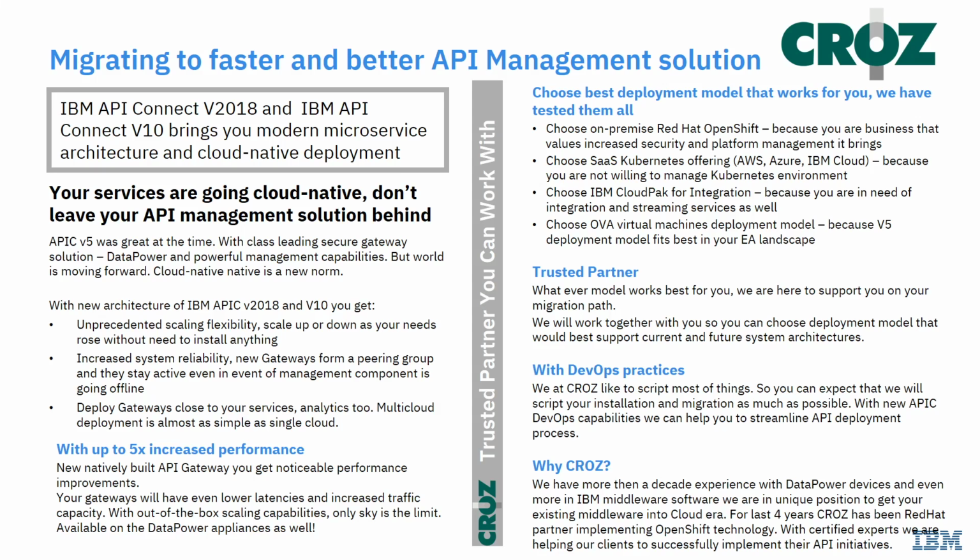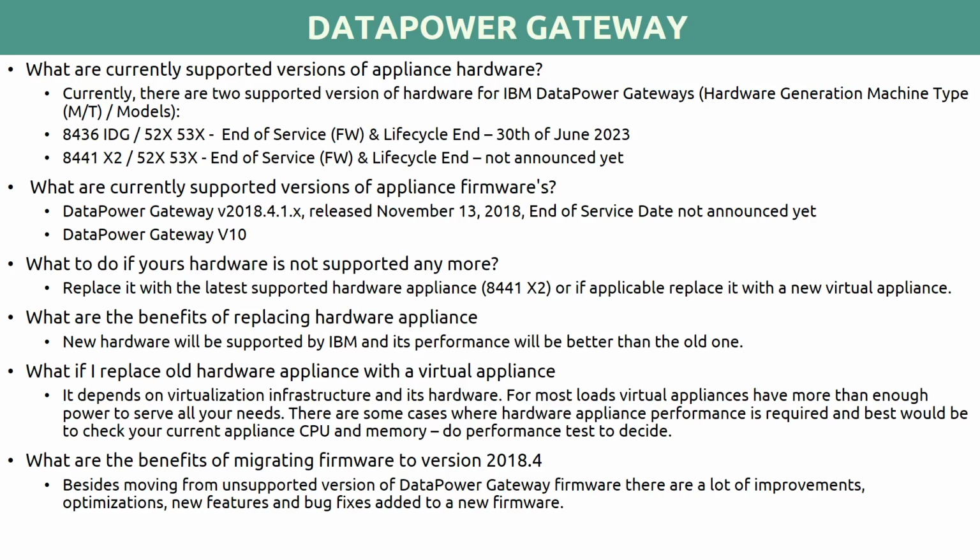So let's move to the next topic, which is close to API Connect, and that is the DATAPOWER gateway. So what about DATAPOWERs? As you may know, the DATAPOWER gateways first appeared as an appliance, and a lot of customers are still using the DATAPOWER gateway as an appliance. Some models will have their life cycle end in 2023. Some older models are already out of support.